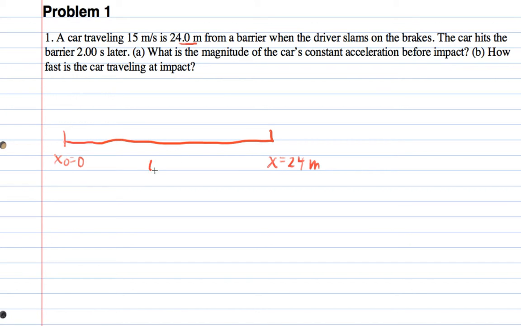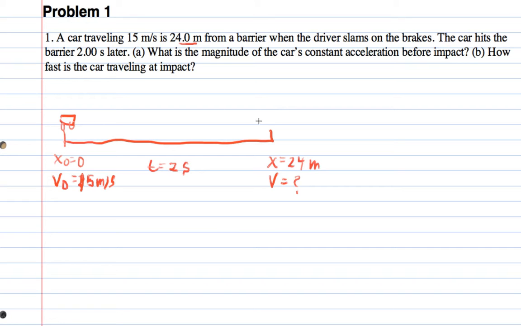I'm told that we take 2 seconds to hit the barrier. Now, I didn't quite stop at the barrier, so I don't know what v final is. I do know that the initial speed is 15 meters per second.